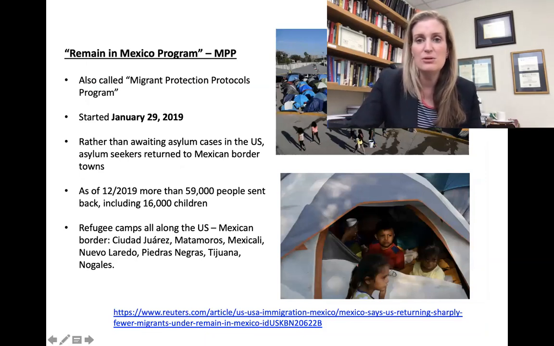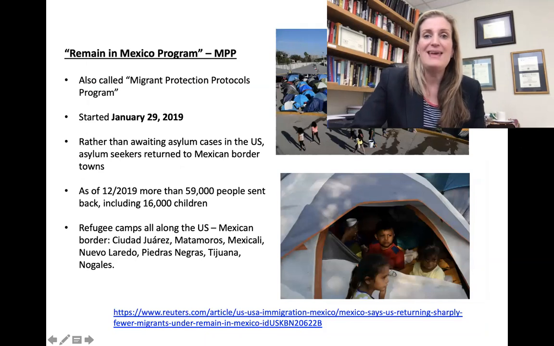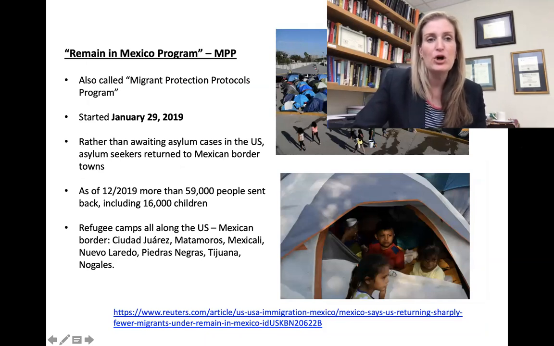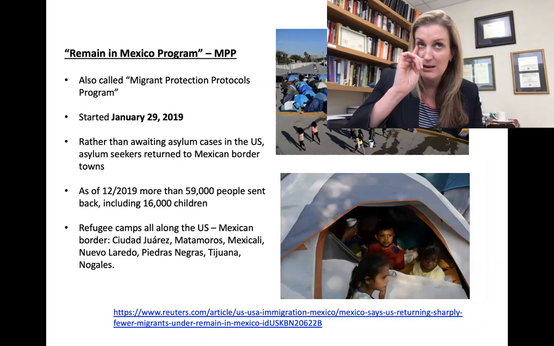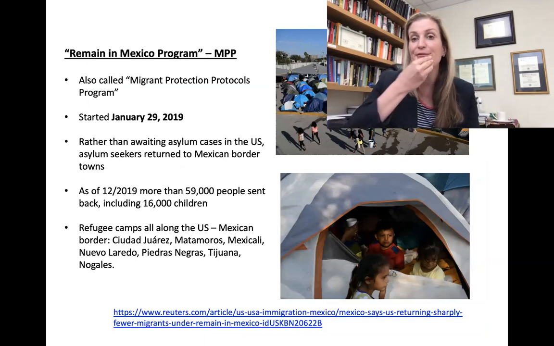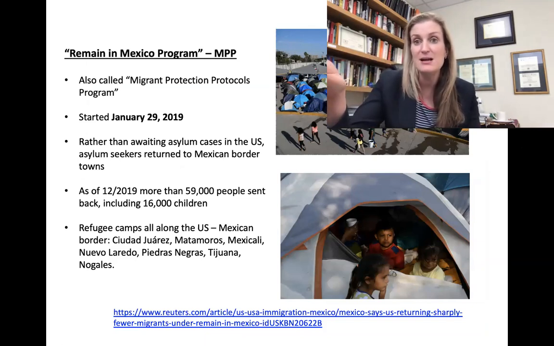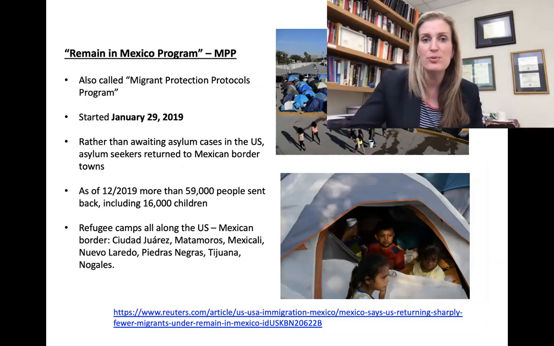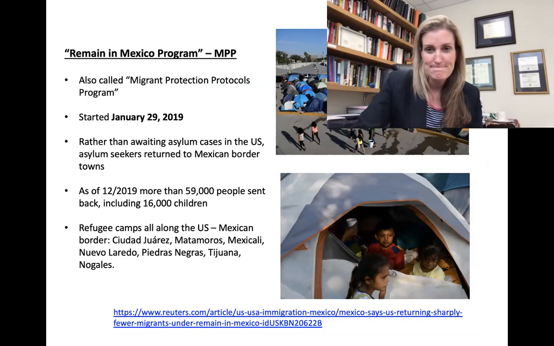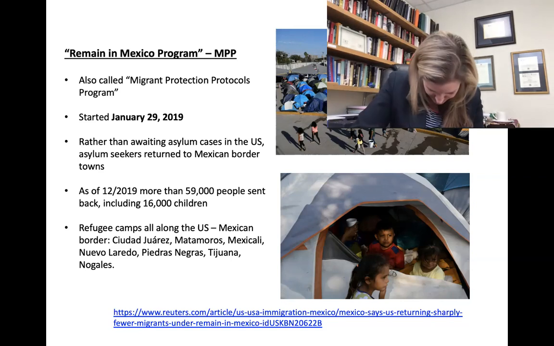So I went to the border in November, and what I saw was not a reflection of the zero tolerance policy, but another policy that many of you may not be familiar with, that is directly creating these refugee camps. Has anybody heard of the Remain in Mexico program, or the MPP program? Yes. These are where all of the camps are being set up, and these migrants are basically waiting to be able to cross the border.